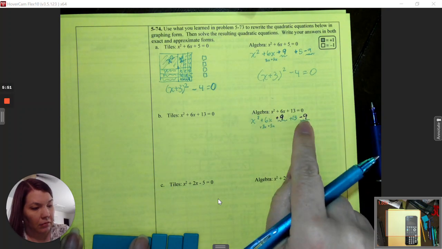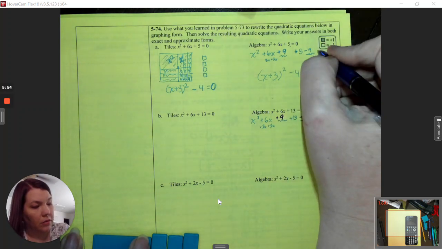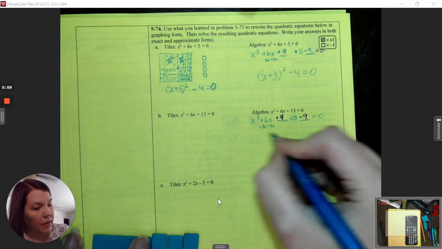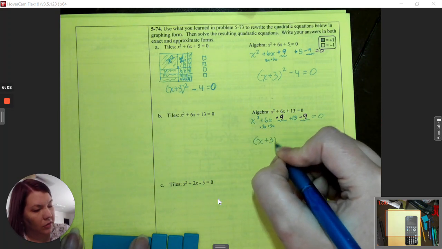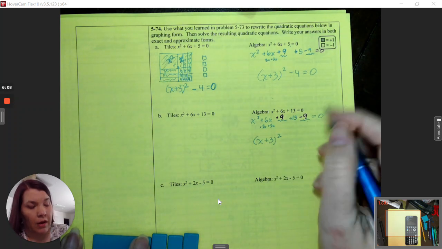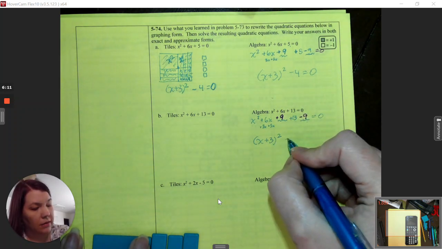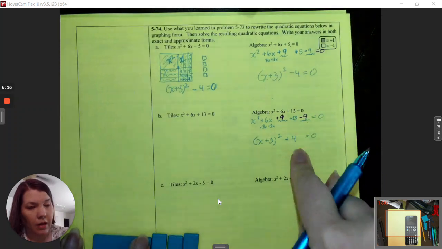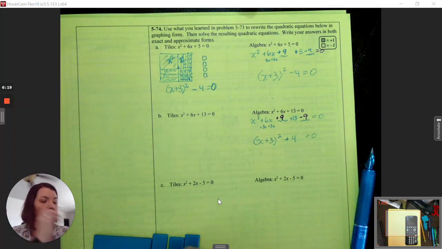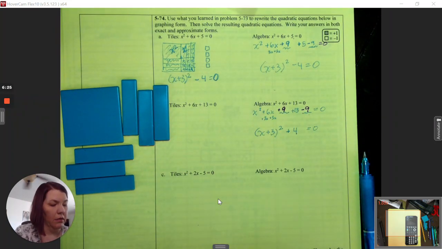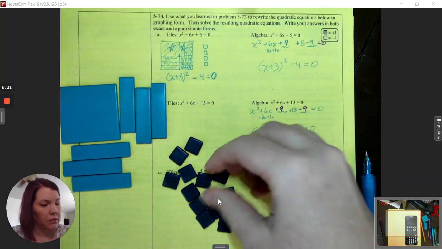So this factors into x plus 3 squared, because squared on the left, squared on the right, double in the middle. And then I've removed 9, and 13 minus 9 is 4. 13 takes away 9 is 4. And so there's my completed square. So let's get this back up here. We've got our tiles, and now we need 13. So I've got 13 tiles. Yep, 13. And so I'm going to build my square.